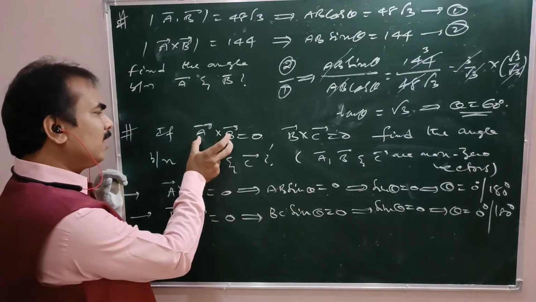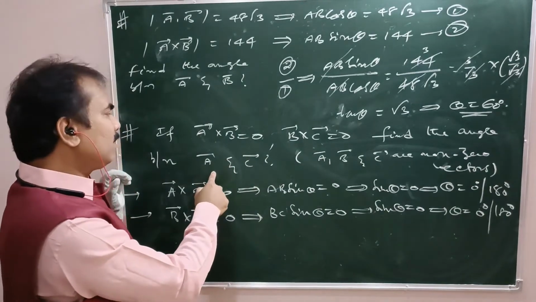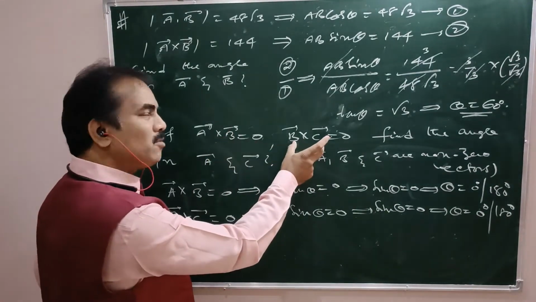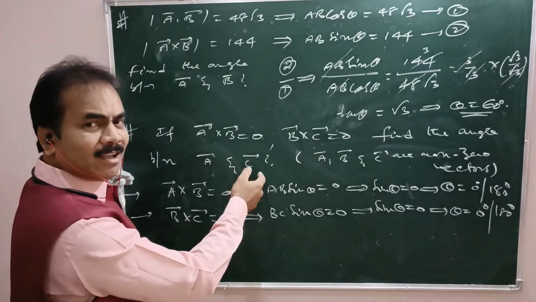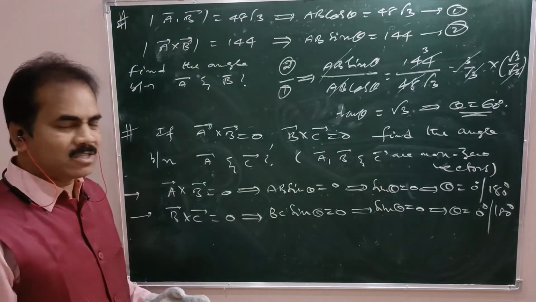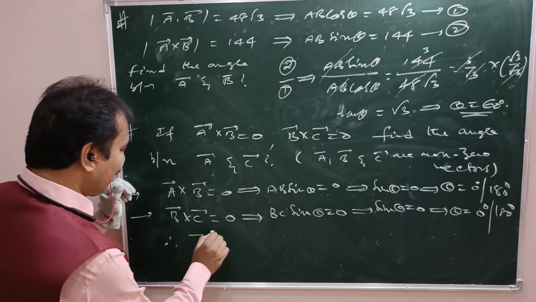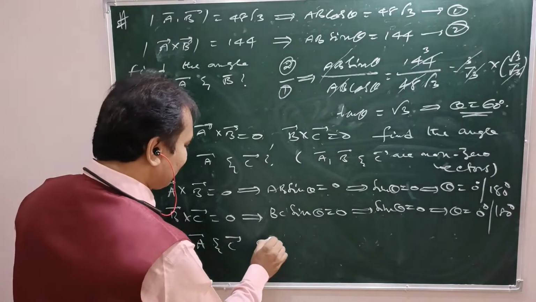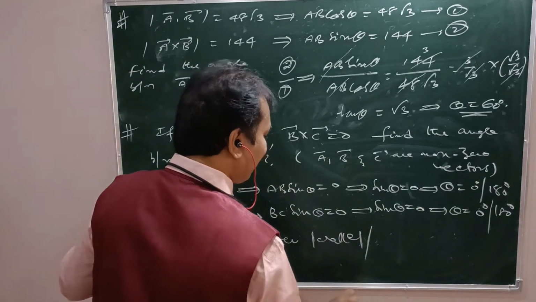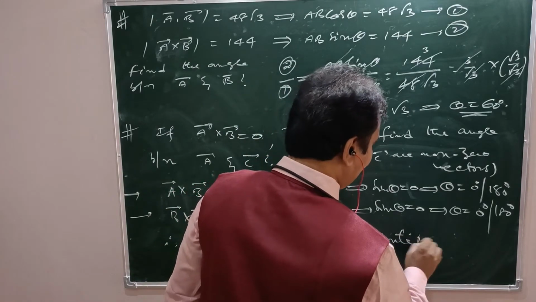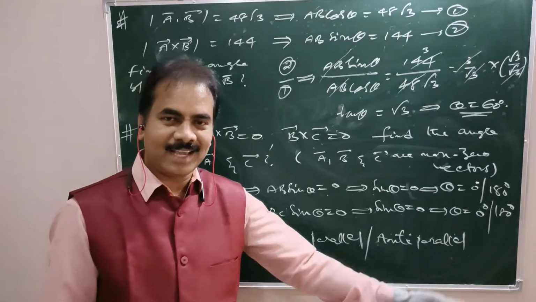See, these two are parallel. These two are parallel. Implies A and C also parallel. Suppose these two are anti-parallel. These two are also anti-parallel. Implies that A and C are anti-parallel. So we have two options. Obviously, so therefore A bar and C bar either parallel or anti-parallel. Parallel in the sense theta is 0. Anti-parallel in the sense theta is 180.